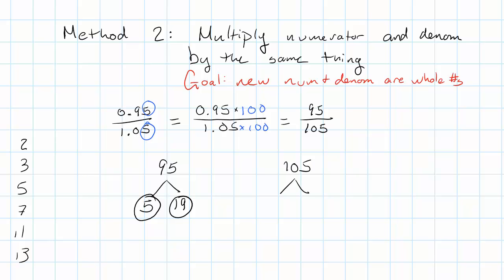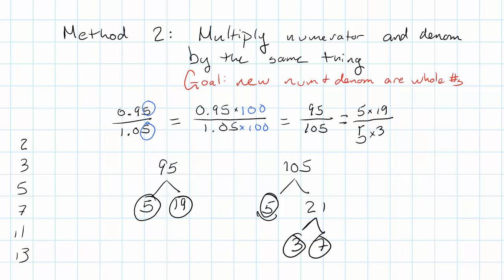105, 5 is a factor, the other factor is 21. 5 is prime, 21 is 3 times 7, 3 and 7 are each prime. So 95 is 5 times 19. 105 is 5 times 3 times 7. 5's cancel. All that's left in the numerator is 19, and in the denominator, 21.